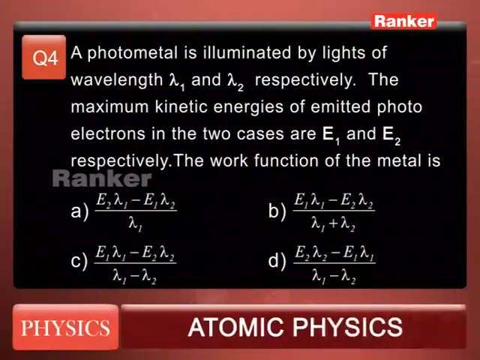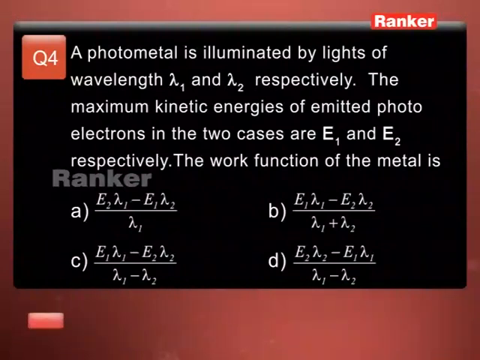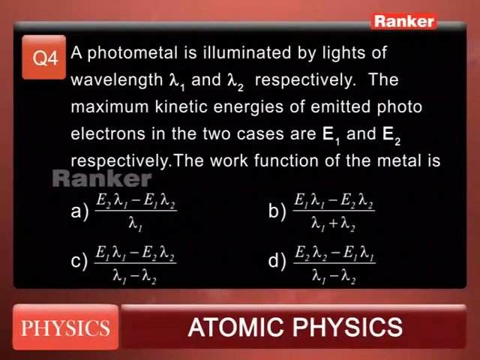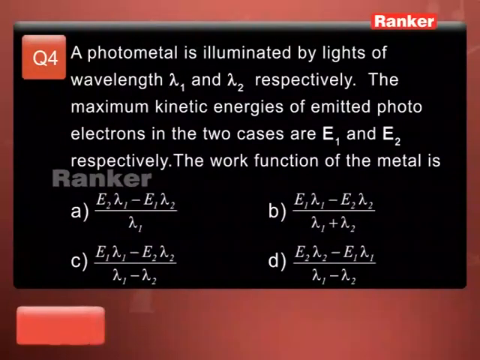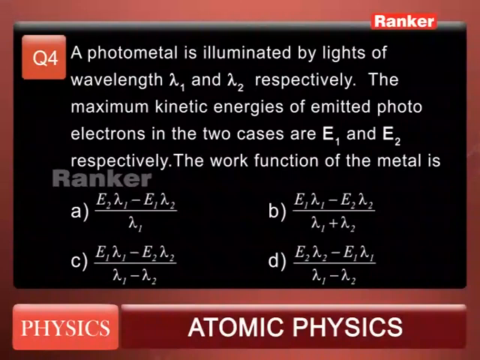Second option says E1 lambda 1 minus E2 lambda 2 by lambda 1 plus lambda 2. Third option is given this way, E1 lambda 1 minus E2 lambda 2 divided by lambda 1 minus lambda 2. And fourth option has been given this way, E2 lambda 2 minus E1 lambda 1 divided by lambda 1 minus lambda 2. So these are the four options mentioned.